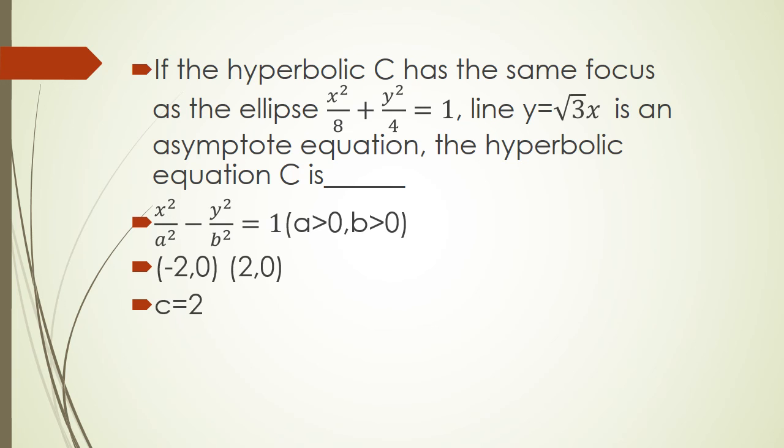And because y equals the square root of 3 x is an asymptotic line of C, b over a equals the square root of 3. We can easily get that a squared equals 1, b squared equals 3. So the standard equation is: x squared minus y squared over 3 equals 1.